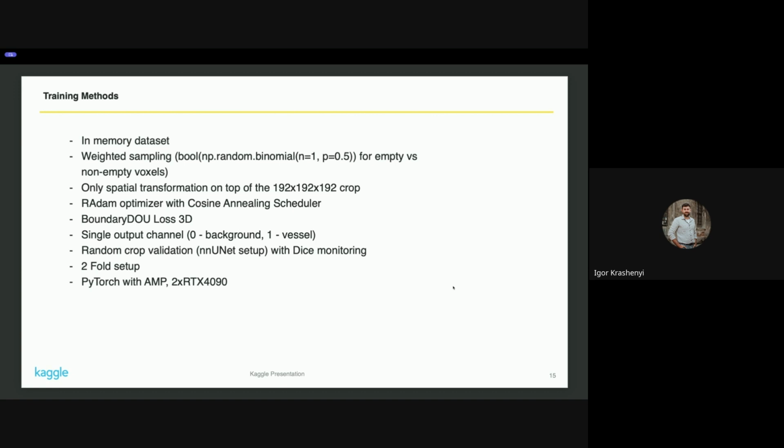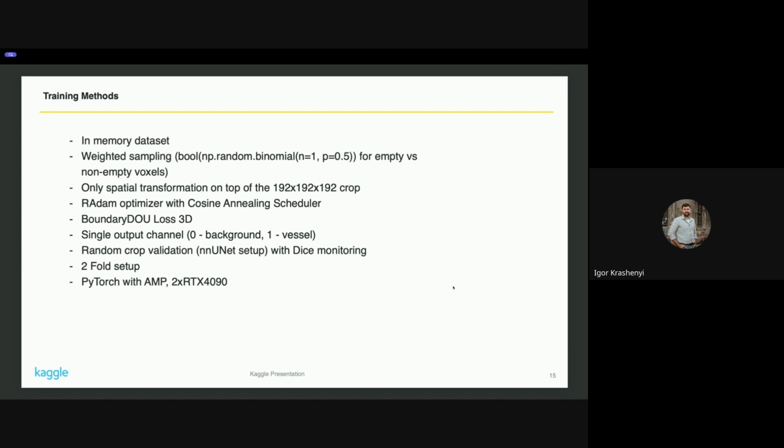For the rest, I used pretty much the same. It was AdamW optimizer with cosine annealing, and one more thing. This approach was heavily influenced by the nnU-Net architecture, and had the same setup: 1,000 epochs with sampling for like 100 batches per epoch, and 500 random crops for the validation.